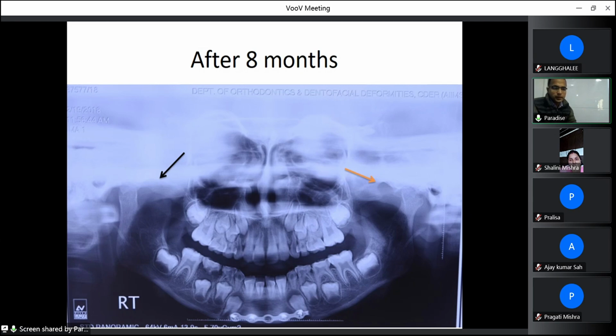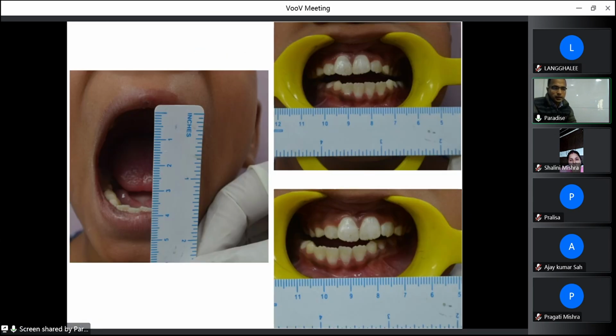This is the case after 8 months, the same patient, in a clinical picture. You can see the mouth opening is almost 4 centimeters. Both lateral movements, right side and left side, are normal. They can perform all the excursive movements. This is the case we operated. She was only 8 years old.